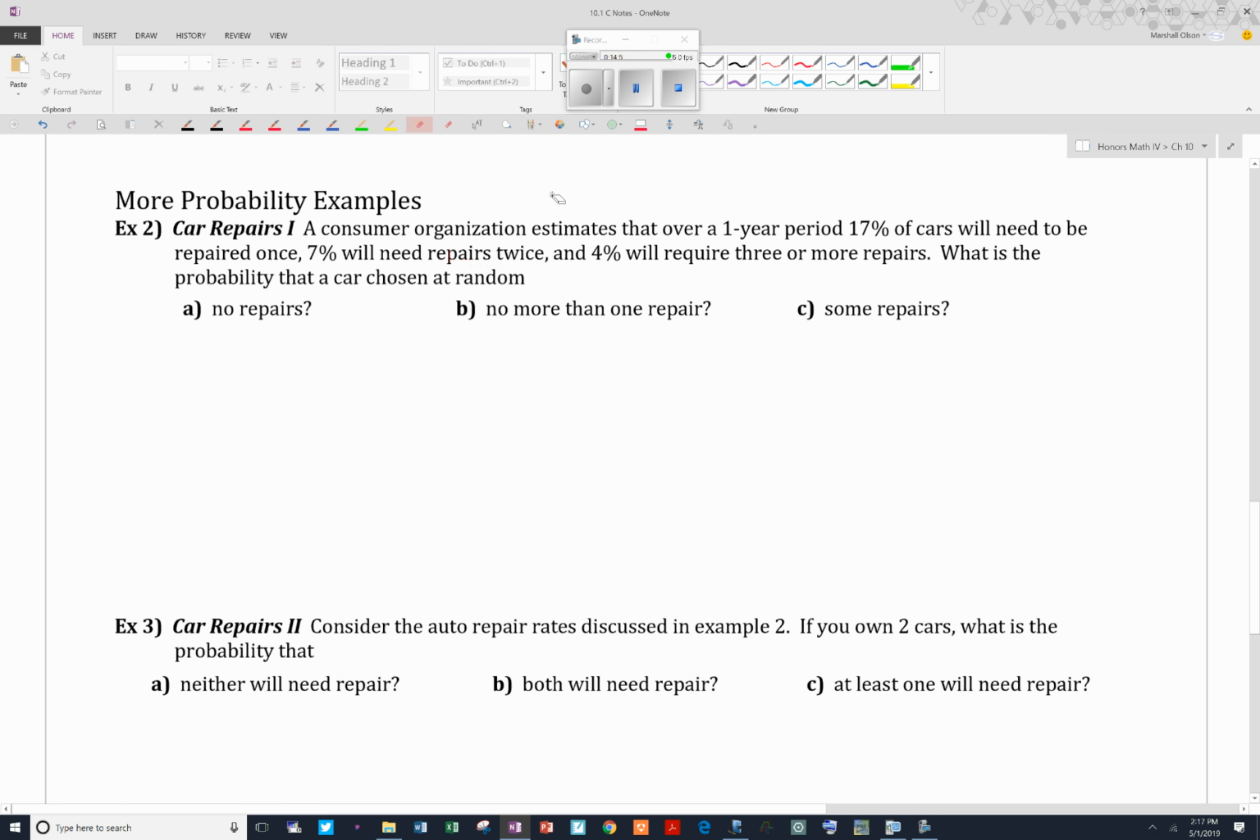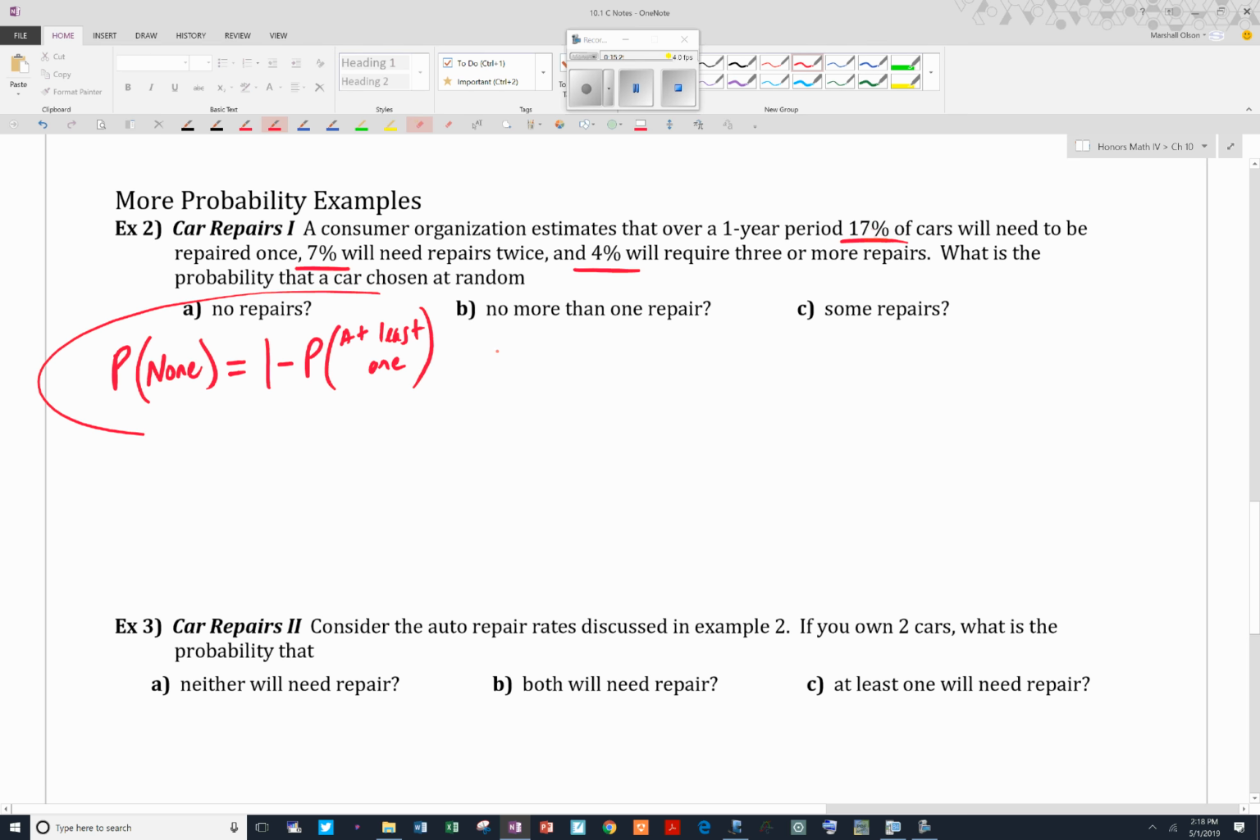Then it says, what is the probability that a car chosen at random doesn't need any repairs? Well, if it needs some repairs, it would fall into one of those three spots, right? So if it needs some repairs, it would be either 17% or 7% or 4%. So what we could do, I'm going to show you a little thing here and say the probability of needing none, meaning no repairs, is the complement to the probability of needing some, or at least one.